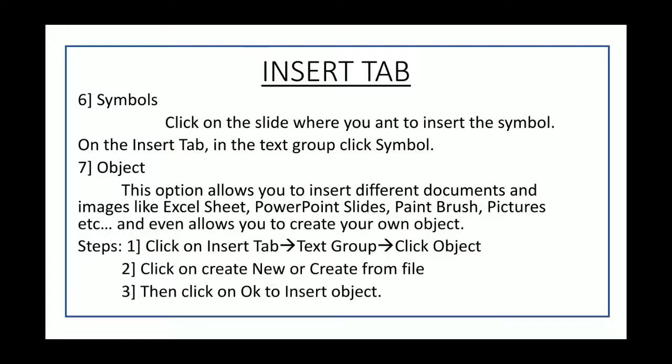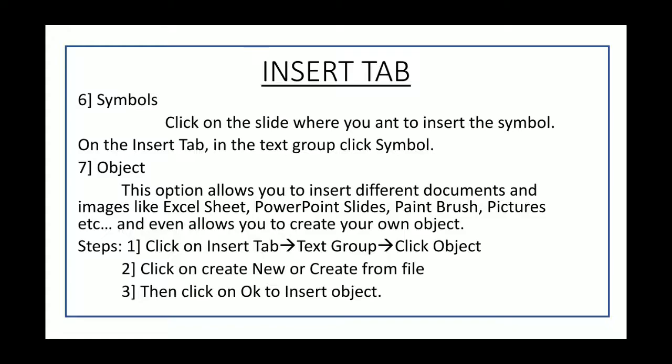Next one will be object. This option is also there in the Insert tab, in the Text group. This option allows you to insert different documents and images like an Excel sheet, PowerPoint slides, paintbrush, pictures, etc., and even allows you to create your own object. From this option you can insert any file, such as an MS Excel file, into your PowerPoint, or a paintbrush file or picture. Or you can create a new file, such as a new bitmap picture you want to insert into your presentation.